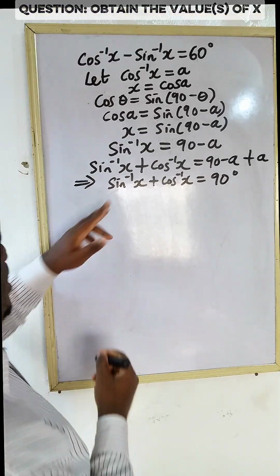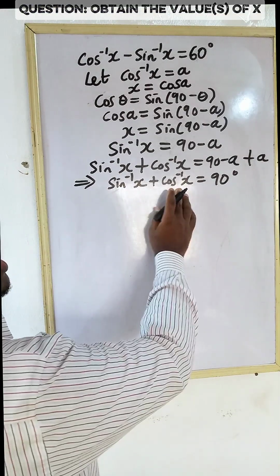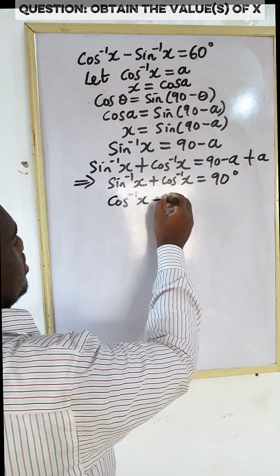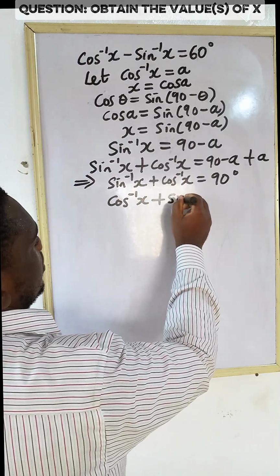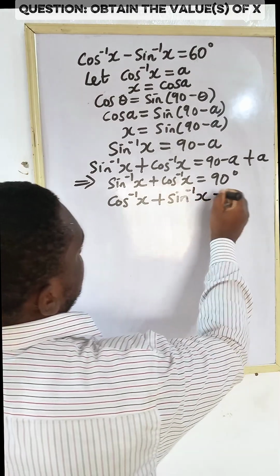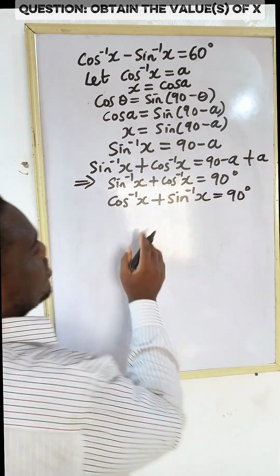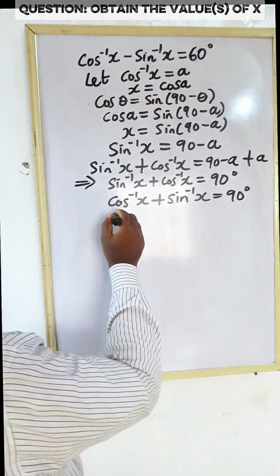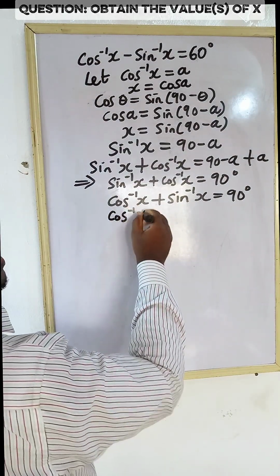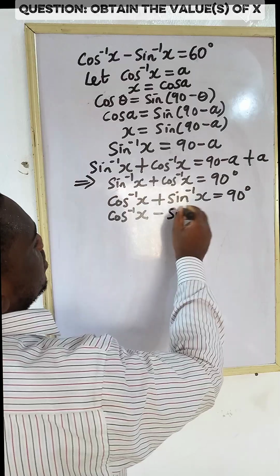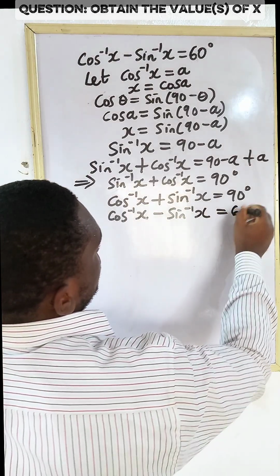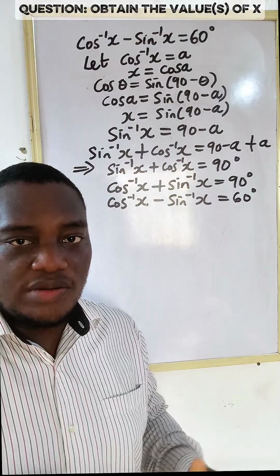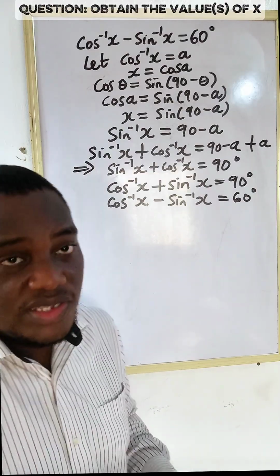Okay, so I can rewrite this, just taking this to the other side. I can rewrite by saying arc cos x plus arc sine x equals 90 degrees. Okay, so I'm just bringing this forward. Now, coming to my question, I can say arc cos x minus arc sine x equals 60 degrees. This now looks like a simultaneous equation that I can now solve easily.